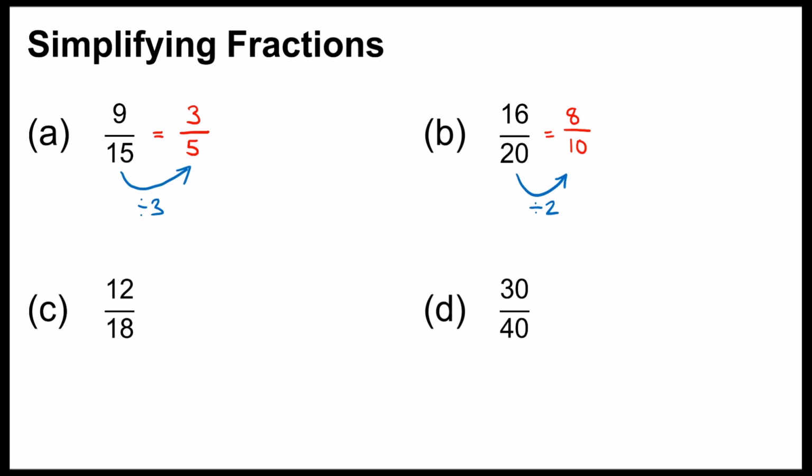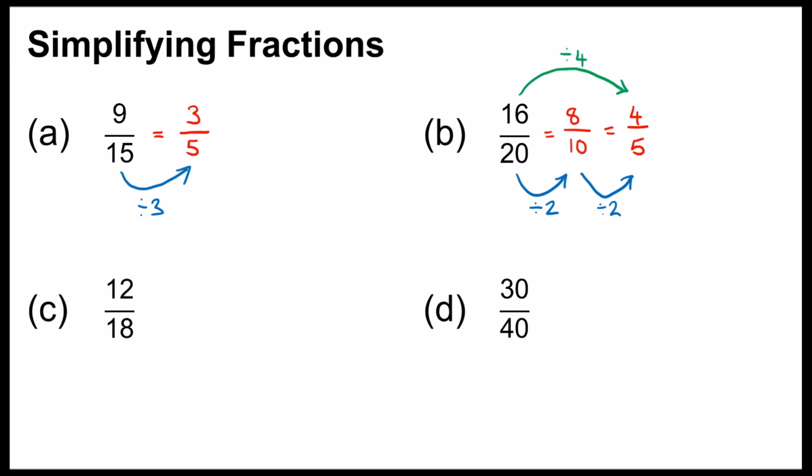Again, because 8 and 10 are both even, I can divide the top and the bottom of my answer by 2. 8 divided by 2 on the top gives me 4, and 10 divided by 2 on the bottom gives me 5. This is my fully simplified answer. Some of you may have noticed that the biggest number you could have divided by at the start was 4, and if you divide the top and bottom by 4, it gives you the same answer.